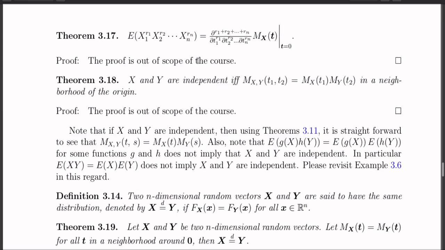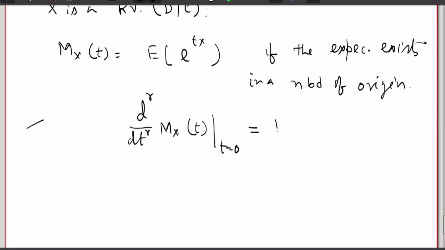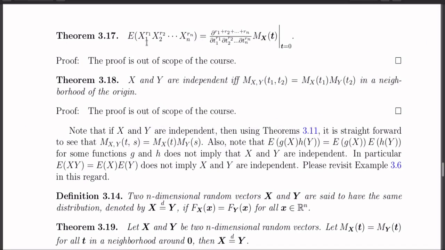All the results now are basically straightforward extensions. The first theorem talks about the computation of moments. In the case of a random variable, we have seen that if the moment generating function exists, then the derivative of the moment generating function at the point t equals 0 exists, and any other derivative also exists, and this quantity is the expectation of x to the power r. The same thing is true in this case also, with more generalization: if I have x1 to the power r1, x2 to the power r2, and so on up to xn to the power rn, and I take the expectation of this product, this is nothing but the partial derivative of the moment generating function at the point t equals 0.